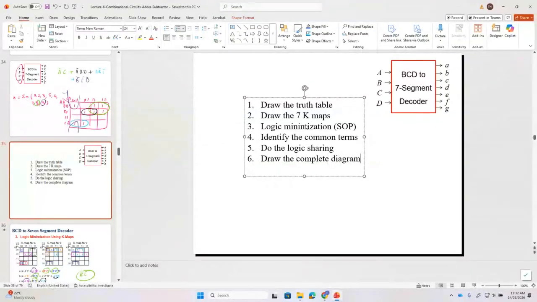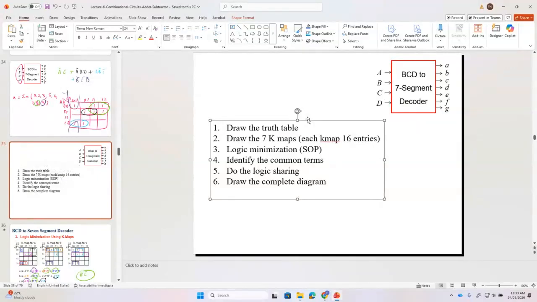So these are all the steps. If you want to design a combinational circuit, you identify the inputs. In this example, the inputs are A, B, C, D, and the outputs are small a, small b, small c, small d, small e, small f, and small g. Then we have 2 to the power 4 combinations, so we draw the seven K maps. Each K map consists of how many entries? 16 entries. Then we find the expression in the sigma form.